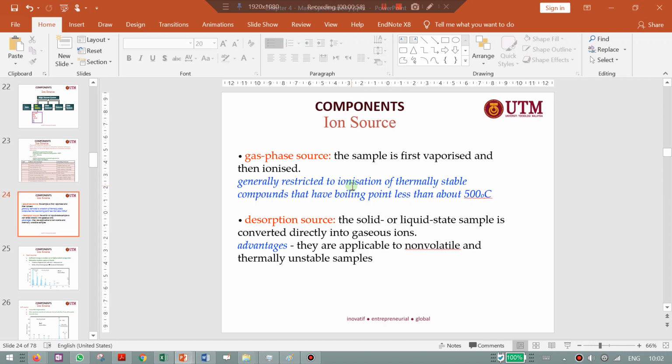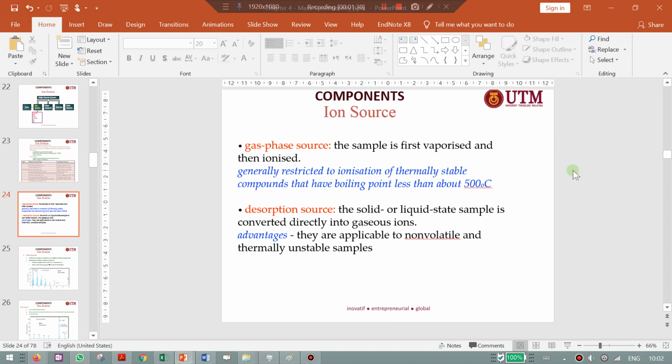So a question can ask you to describe the gas phase source and the desorption source, and how to differentiate between them. Or the question can ask which of these two ion sources is the softer ionization technique. So you should be able to differentiate them to select which kind of ion source you really want to use.